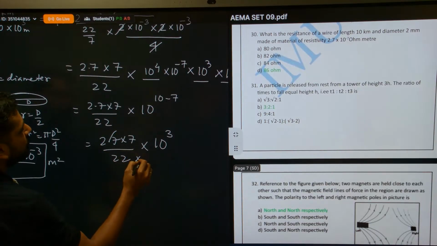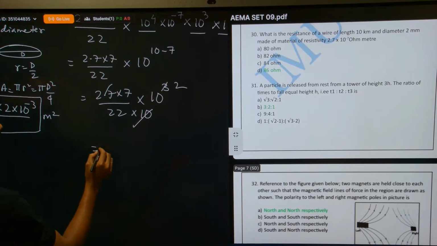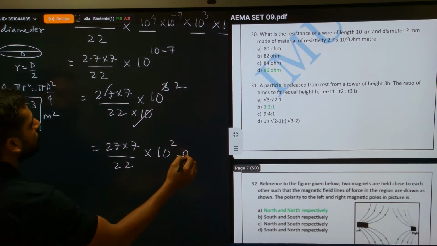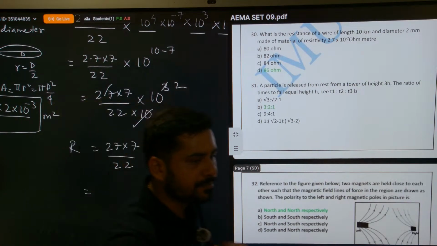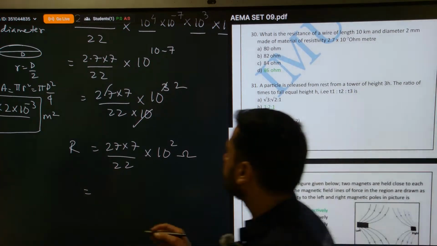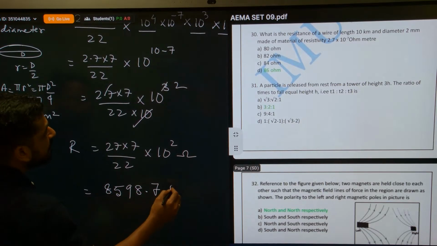Whatever. Put out 10 here, make it a square. What do we get? 27 into 7 by 22 into 10 square ohm. Okay, now calculate this and give me the answer. 8598. 8598.7. Okay. 8598.7 ohm.